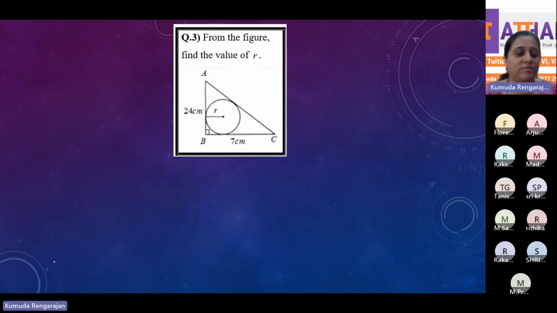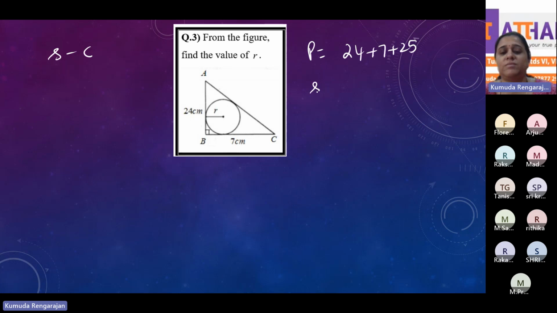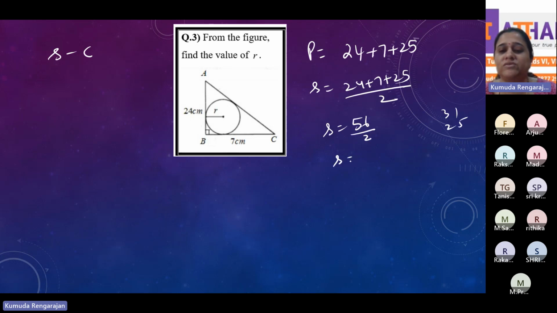So let's use that, semi-perimeter minus C. What's the semi-perimeter? The perimeter is 24 plus 7 plus 25, and the semi-perimeter is that divided by 2. So 24 plus 7 is 31, and 31 plus 25 is 56. The semi-perimeter is 56 by 2, which is 28. Okay, so 28 minus hypotenuse. C is the hypotenuse, 25, which gives 3. So like this also you can find it.